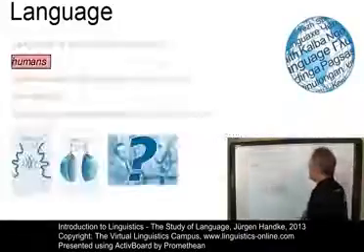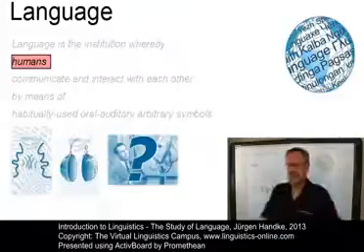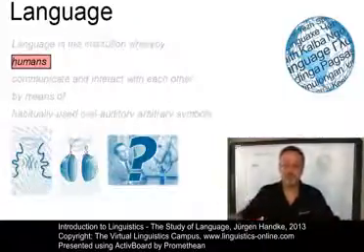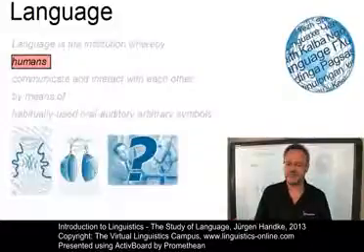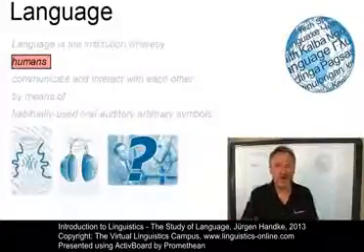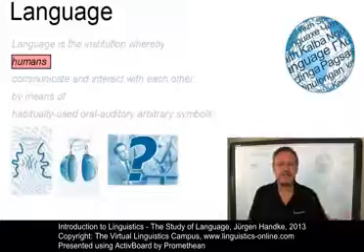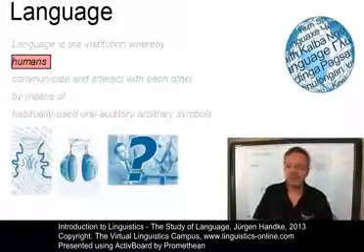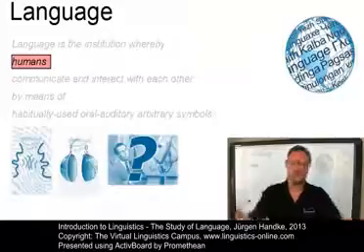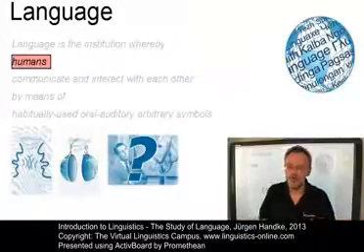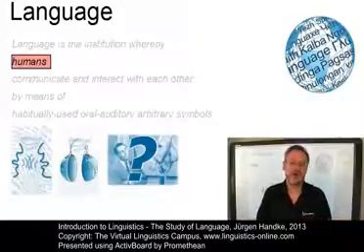Here is keyword number 1. Language is confined to humans. Well, animals certainly communicate with one another. However, all animal communication systems lack the ability to communicate about something beyond the here and now. And they do not allow novel messages to be produced or understood.